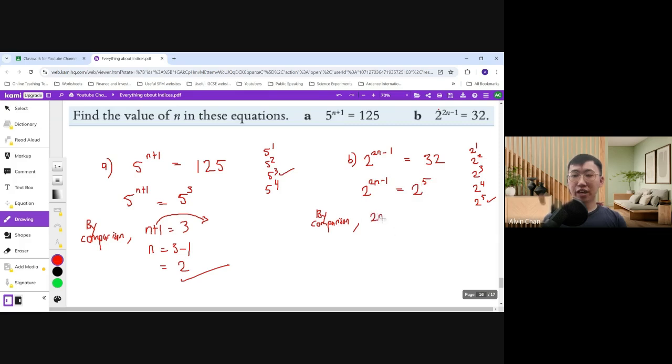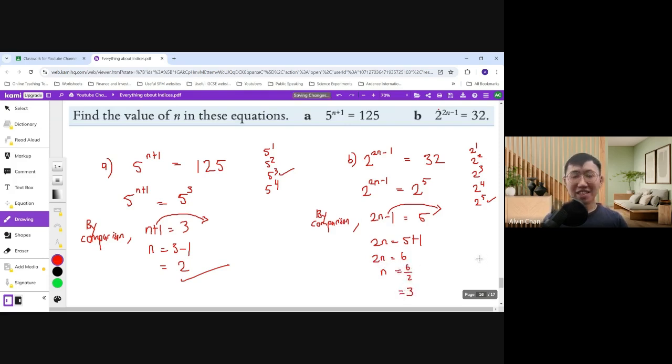So 2n minus 1 is 5. Bring minus 1 there, so you get 2n equals 5 plus 1. 2n is 6. Side by side means multiply, so you're going to bring it towards the other side as a divide. And you will get the final answer to be 3.